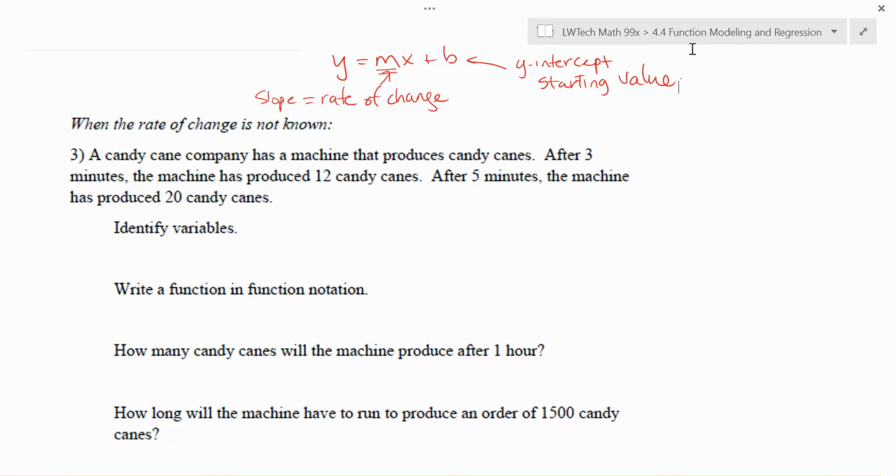Let's take a look here at question 3. Question 3 says a candy cane company has a machine that produces candy canes. After 3 minutes, the machine has produced 12 candy canes. After 5 minutes, the machine has produced 20 candy canes. Now, in this particular instance, if we identify our variables, our input, and I like to often use x here, could represent the number of minutes that the machine has been running.